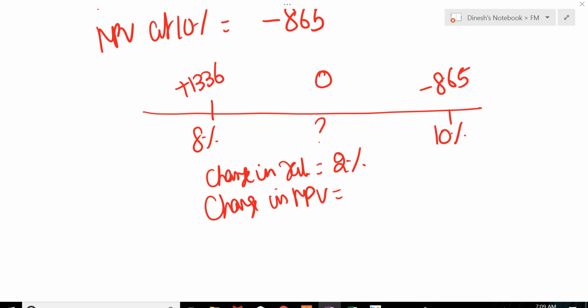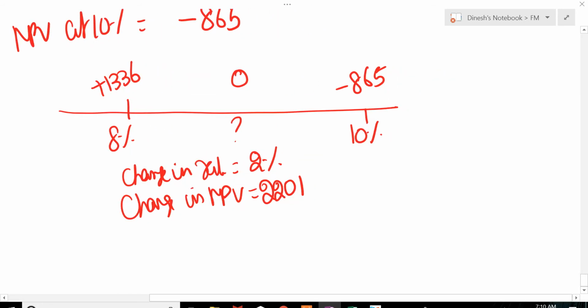How much? So if you change the discount rate by 2%, NPV will change by 2201, which is 1336 minus of minus 865. But I don't want the NPV to change by 2201. I want it to change only by 1336, from positive 1336 to 0. So the change in rate is 2 percentage, 2201.